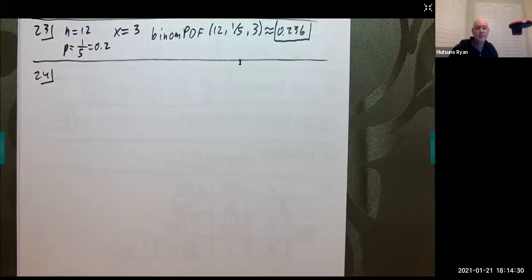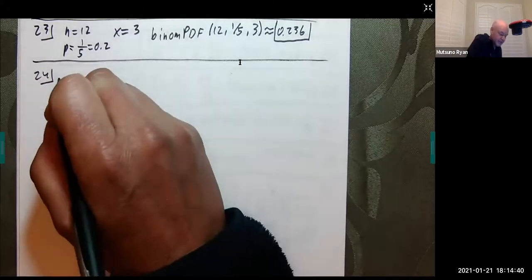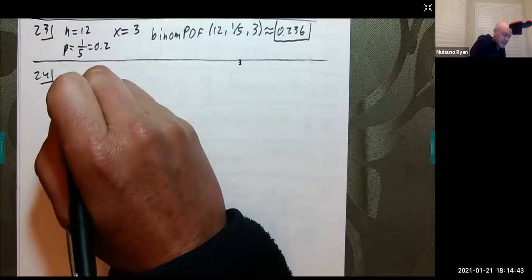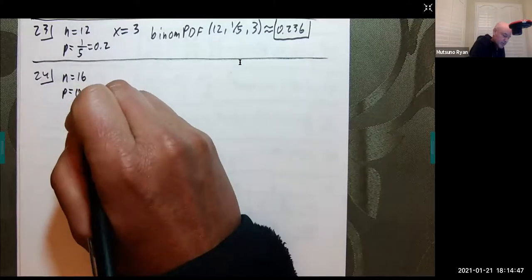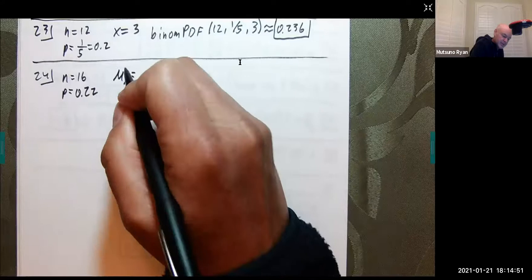So according to a college survey, 22% of all students work full-time. Find the mean for the number of students who work full-time in samples of size 16. So in this case, N is 16, P is 0.22. Now the mean is N times P.